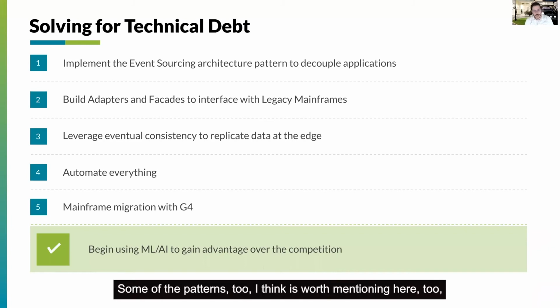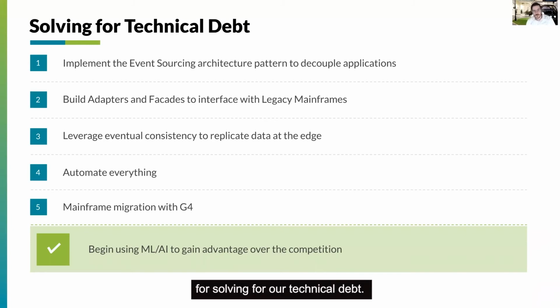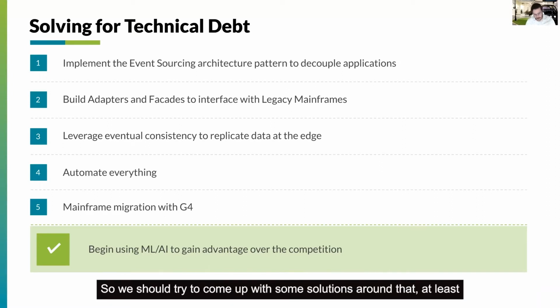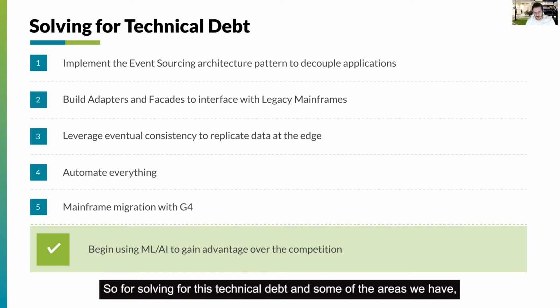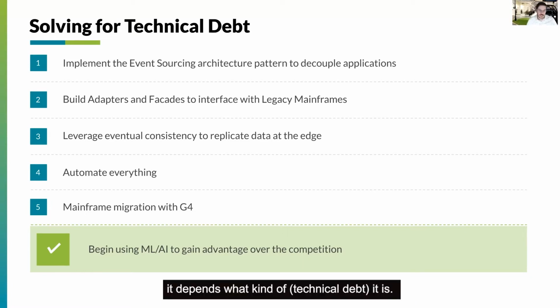Some of the patterns too, I think it's worth mentioning here for solving for our technical debt. I mentioned what we have there, so we should try to come up with some solutions around that, at least at a high level, of what we can work with and how we can figure those in. For solving those technical debts in some of the areas you have, it depends what kind it is, but there are different solutions for each.